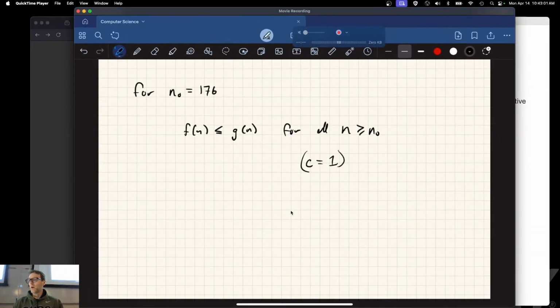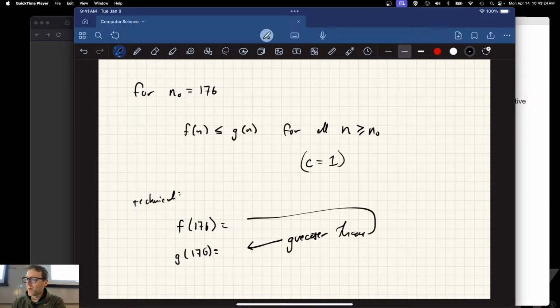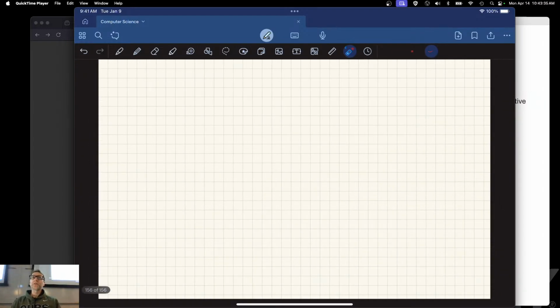All right, so one technical thing that you have to do is that you still have to show this inequality. So for example, if I plugged in 176 for f and g respectively, then you'll get some values here. You'll show that this one is greater than this one right here, right? And then this follows from that because the reasoning is that this is the last crossover point, right? That worked out because I made sure that there were no lower order terms.